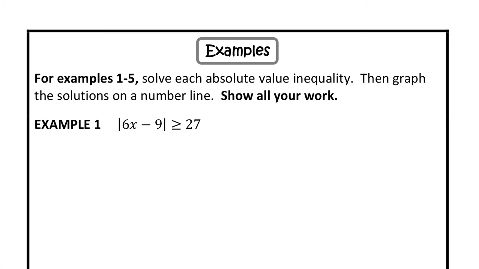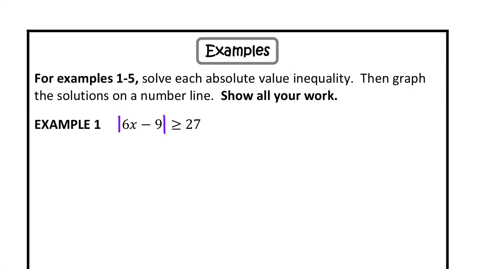Great. So the first step is isolate the absolute value. But it's already isolated, is it not? The bars are already by themselves. So the next thing we look for is, do we have a greater than a positive number, or greater than a negative number? Or is this a less than? This is what we have to remember. What type of symbol is this?